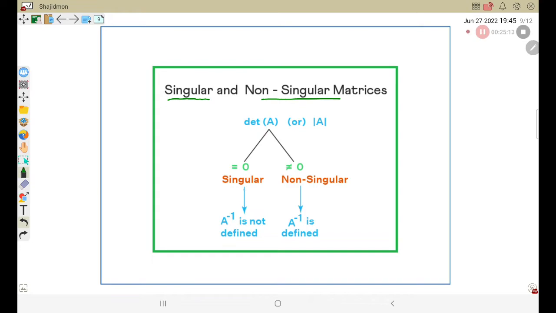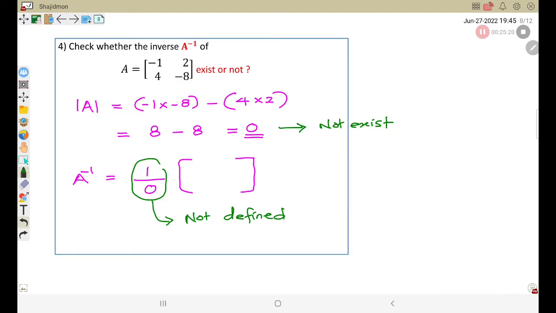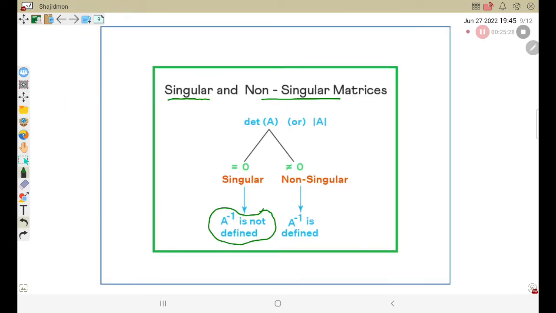Now singular means what? Determinant is 0, correct? Determinant 0 means A inverse is not defined. See, just before in the question, determinant is 0. That means A inverse is not defined, does not exist, correct? So for a singular matrix, A inverse is not defined. A inverse is defined when the matrix is non-singular, determinant not equal to 0. If the value is 0, inverse is not defined. If it is not equal to 0, A inverse is defined. Okay, so this is the basic idea when we are finding the inverse of a matrix.